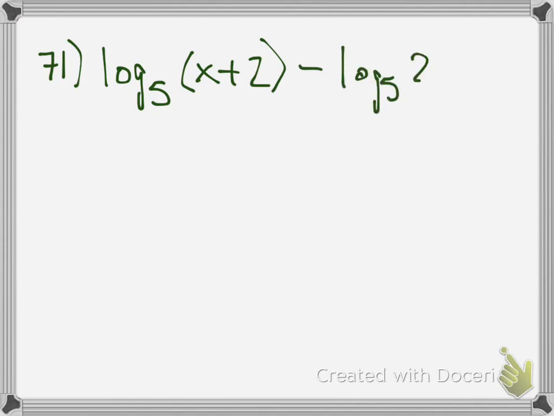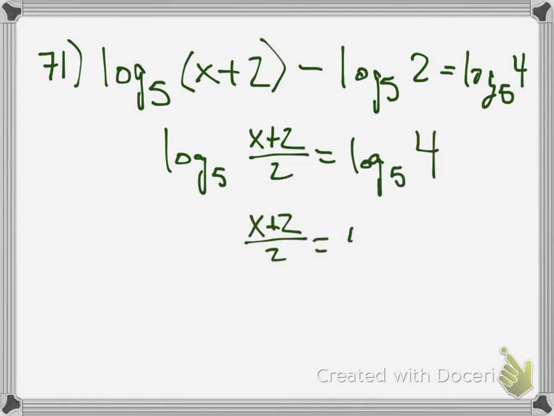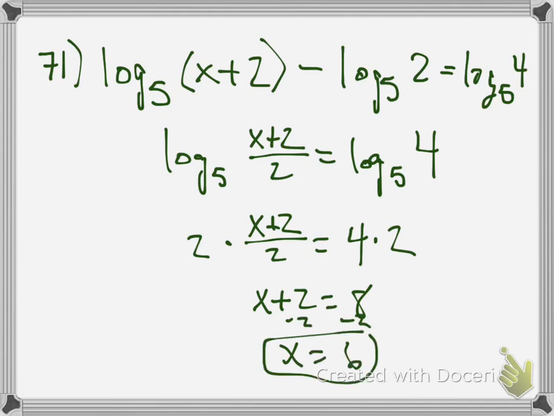Number 71, I can do the same thing, but when I'm subtracting, I need to remember that it's going to be divide. There are other ways that some of y'all have done it, which will work too. But x plus 2 over 2 equals log base 5 of 4, and then I can drop the log and say x plus 2 over 2 equals 4. Then to solve, I multiply by 2, subtract 2, and you have your answer to be 6. And so there you go. Not that bad. See, some of these you can do easily.